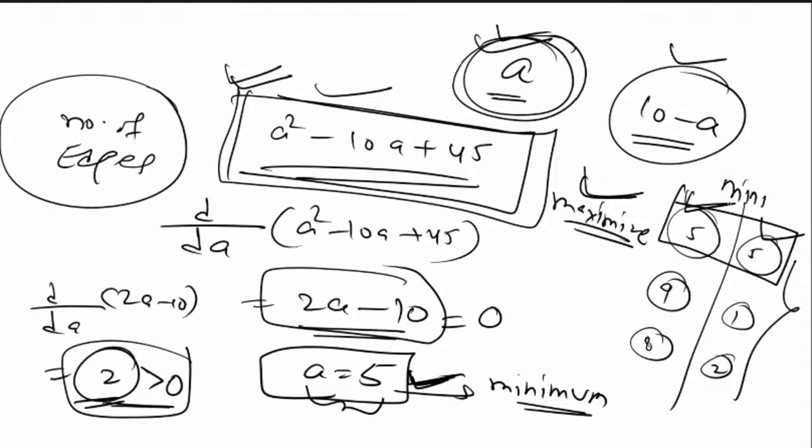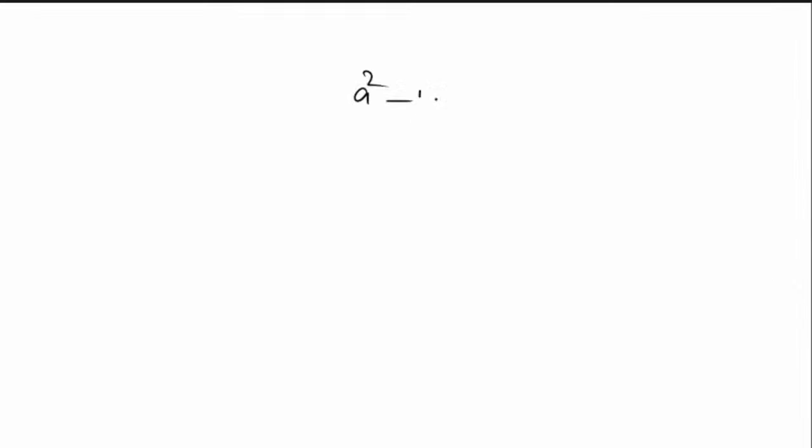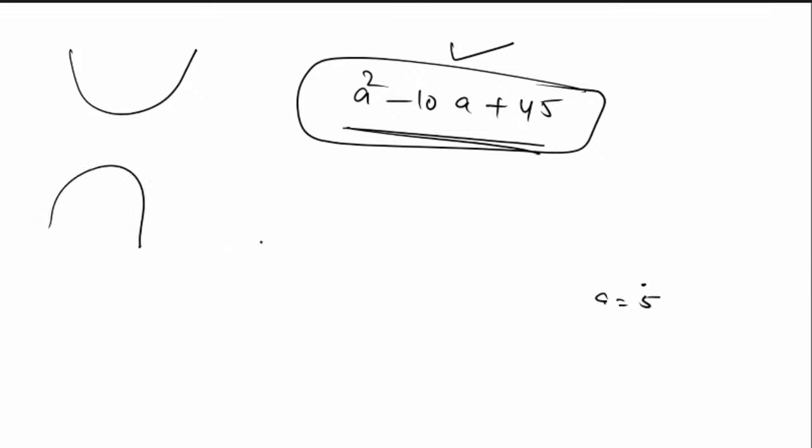Sorry, yeah, this basically will give us the minimum value of this equation, but we want to find the maximum value. Now you can notice one thing: a square minus 10a plus 45, this is our equation, and we have already seen that a equal to 5 will give us the minimum value of this equation. This is a quadratic equation, so its graph is like this, either this or this. But you can see the coefficient of a square is positive, so it will be a graph like this.